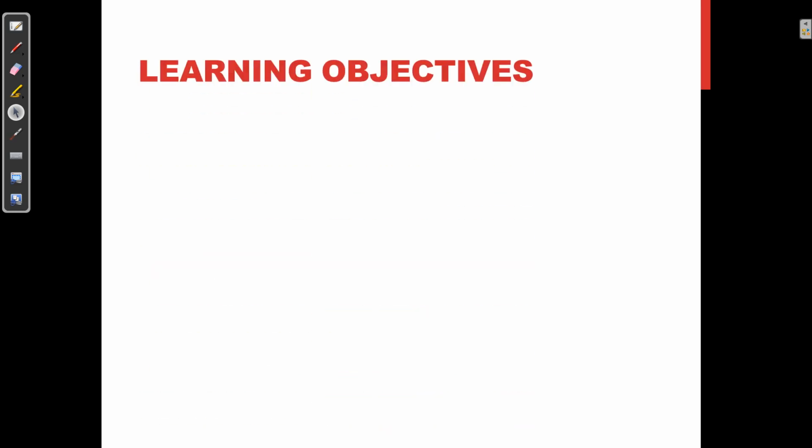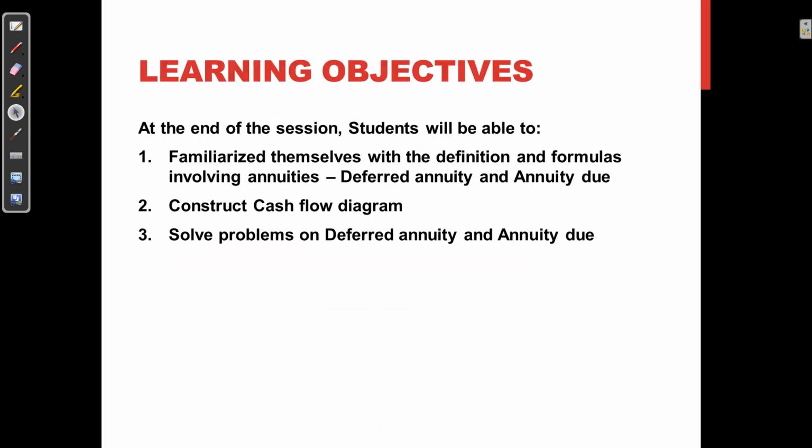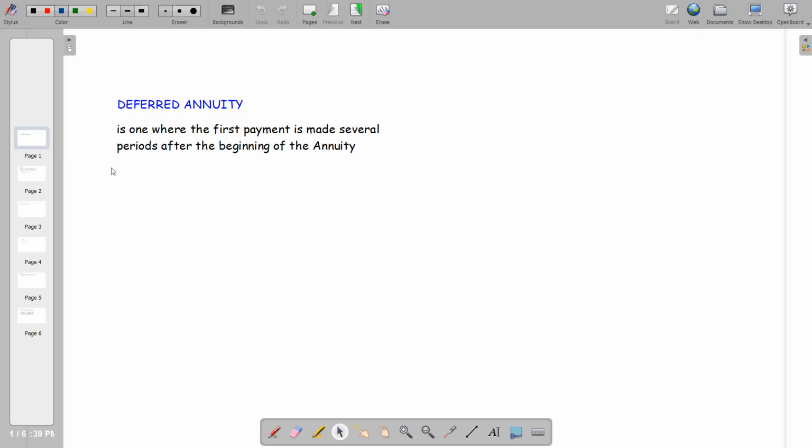So this time we have these learning objectives. At the end of the session you will be able to first familiarize yourselves with the definition and formulas involving annuities, particularly deferred annuity and the annuity due. Secondly, construct cash flow diagrams and then solve problems on deferred annuity and annuity due. So let us start with the deferred annuity.